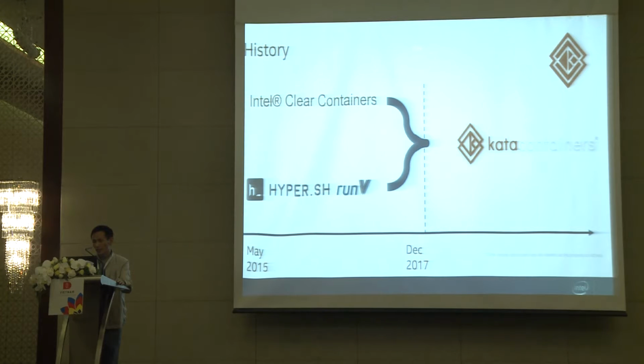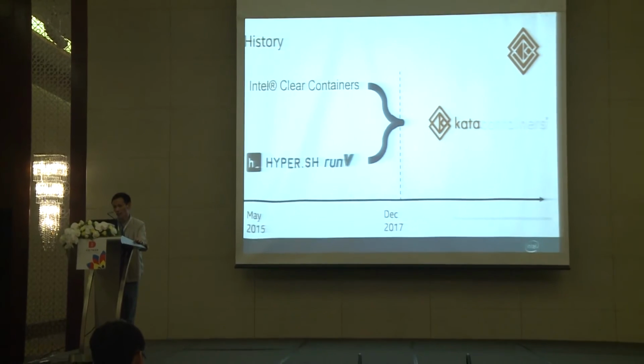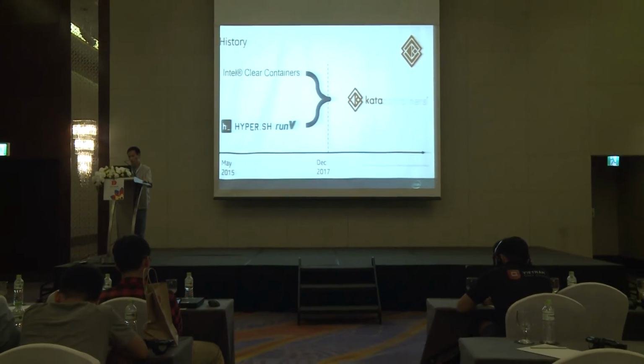And Kata is the project name. It's actually a Greek word, which means trust in Greek. So the name of Kata container also implies that the goal of the project is to provide a trusted and more secure container technology in the open source community.